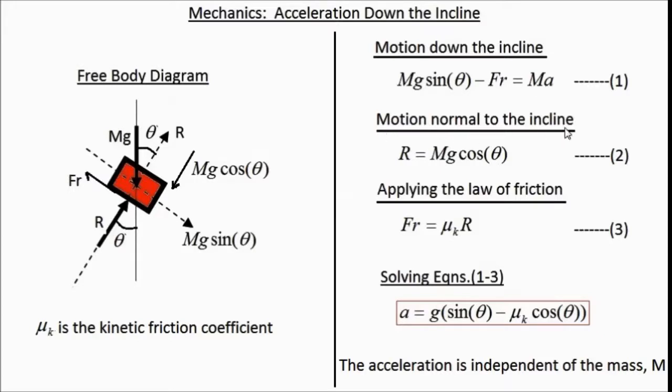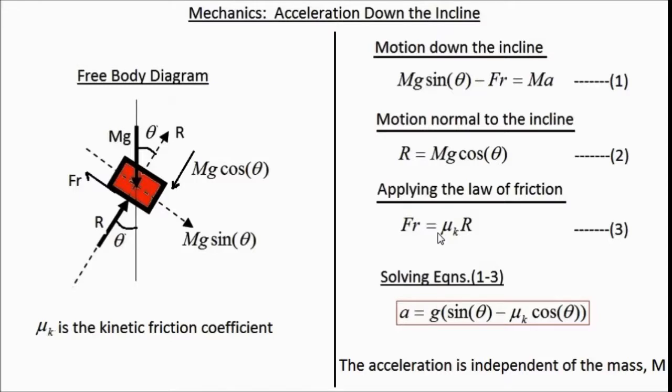And for motion normal to the incline, there is no effective force normal to the incline. So the reaction force is balancing mg cos theta, the component of the weight along the normal to the incline. So r equals mg cos theta. Now when we apply the law of friction, we get that the frictional force, the magnitude, is the kinetic friction coefficient times the reaction force. This is a consequence of the law of friction. Because the body is sliding down the incline, the coefficient of friction we must apply here is the kinetic friction, not the static friction coefficient.